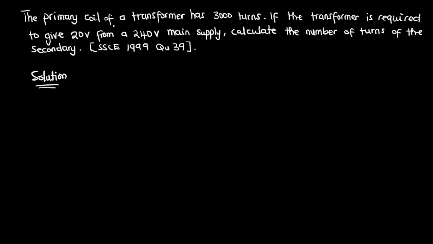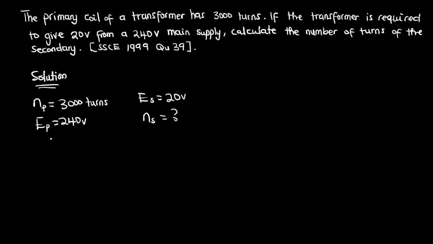So we're told that the primary coil of a transformer has, so the NP, the number of turns in primary, is 3000 turns. Now if the transformer is required to give 20 volts from a 240 volt main supply, it means our supplied voltage, which is EP, is 240 volts, and then our secondary voltage, which we are expecting, is 20 volts. Are we okay? So we have to calculate the number of turns in the secondary, so we have to calculate NS. That is what we do not know. Are we okay? So this is fairly easy, very easy.